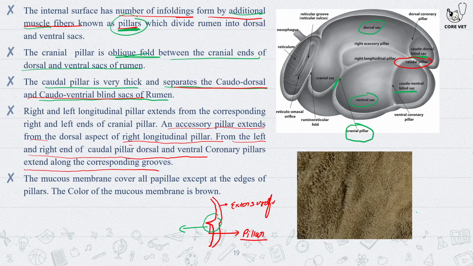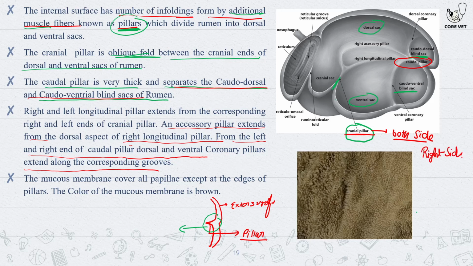Now what it is saying is, it is not like the cranial pillar is only on the left side of the rumen or the right side. It is on both sides, right? The cranial pillars are on both sides. Now, if we see an aspect of the right side, we are looking from the right side.